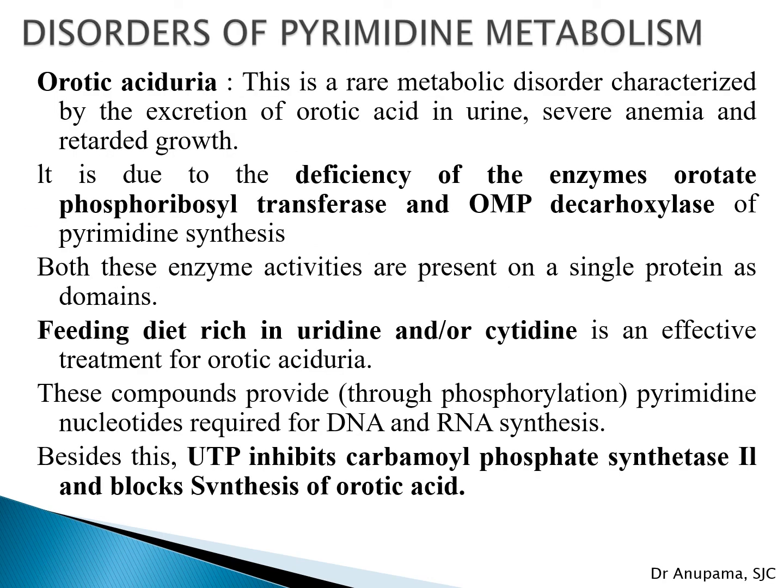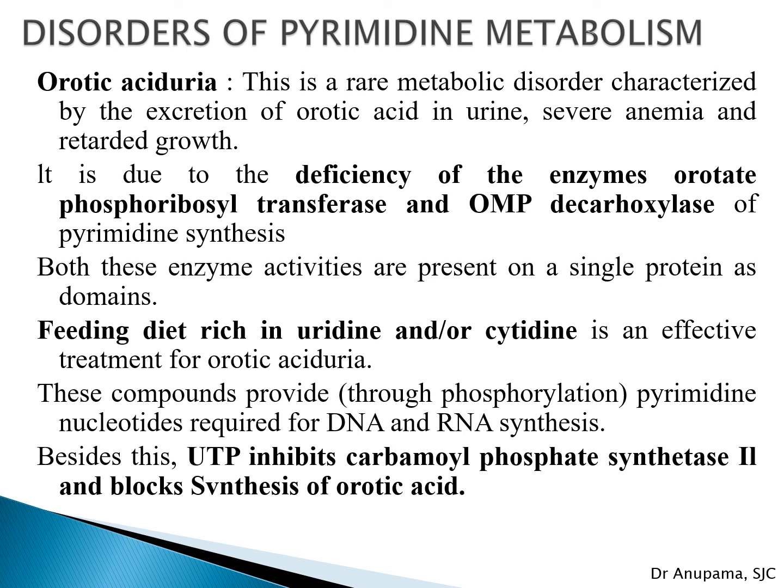Disorders of pyrimidine metabolism. Orotic aciduria. This is a rare metabolic disorder characterized by the excretion of orotic acid in urine, severe anemia, and retarded growth. It is due to the deficiency of the enzymes orotate phosphoribosyl transferase and OMP decarboxylase of pyrimidine synthesis. Both these enzyme activities are present on a single protein as domains.